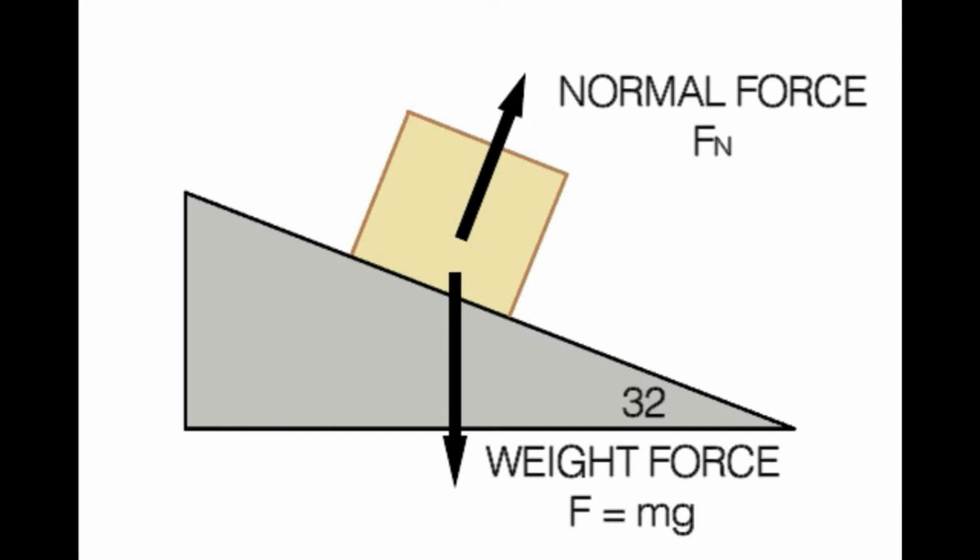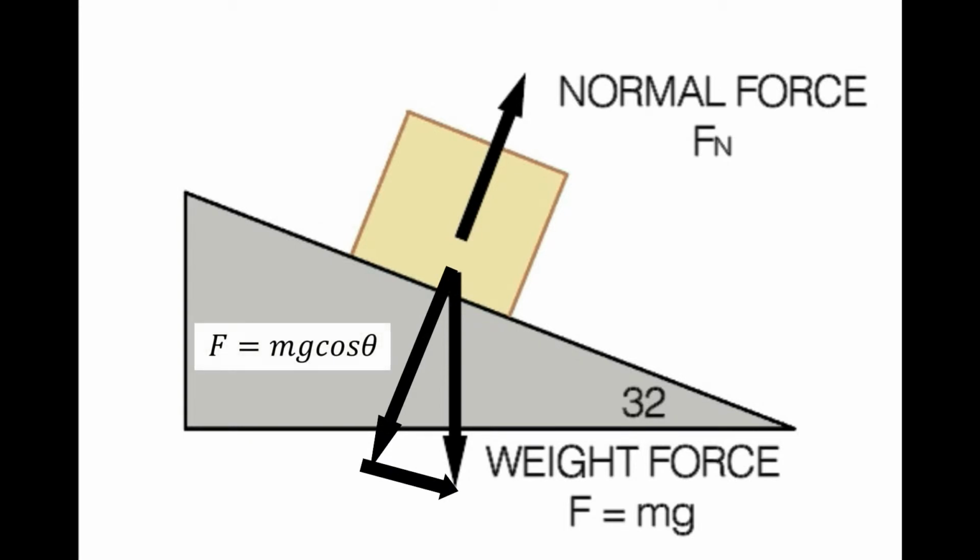First, let us break the weight force into two components. We'll name this first as mg cosine theta, and this one mg sine theta. Let us put theta in the angle that it makes. In this situation, the normal force is equal to the component of the weight force, which is mg cosine theta.